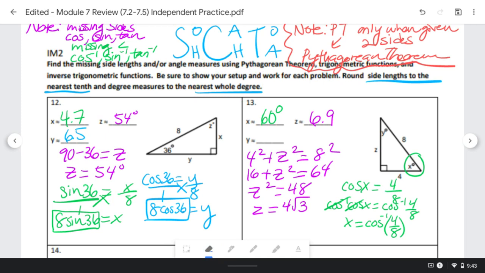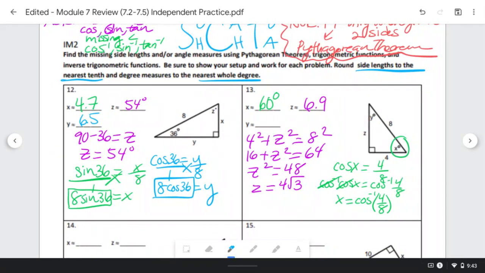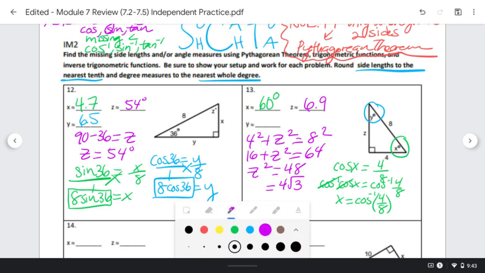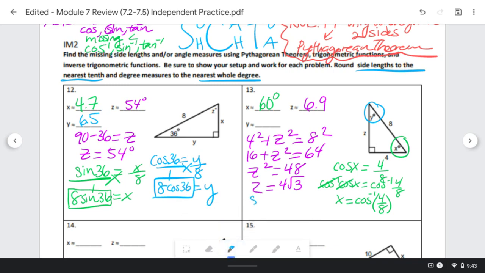And lastly, we're solving for y. So for y, I want to use 4 and 8 still. That's my reference angle up there. So that's opposite over hypotenuse. So sine of y equals 4 over 8.